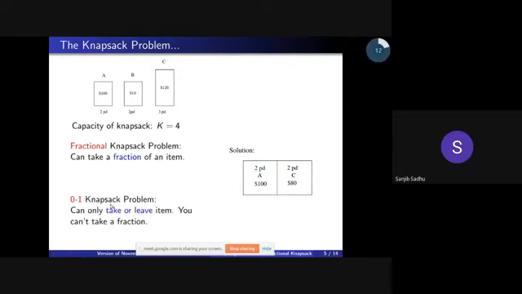Now the 0-1 knapsack problem is a different issue. Here you will either completely accept the object, take the object, or you will completely reject the object. That's why it is called 0 or 1. No fractions are allowed.